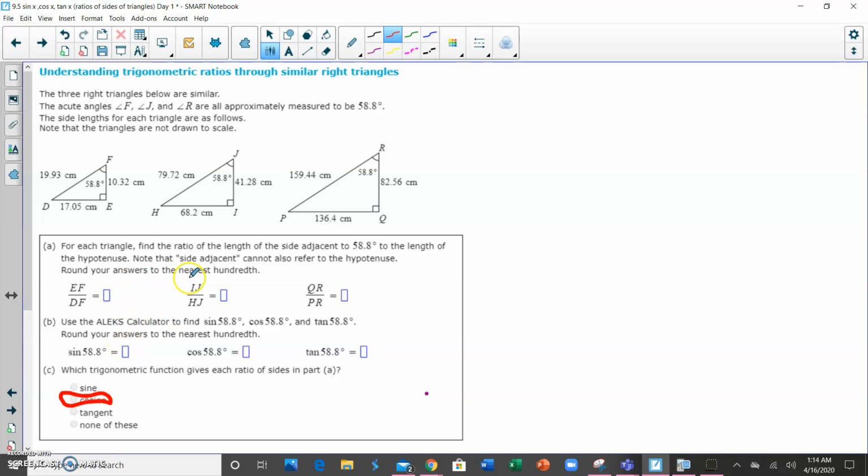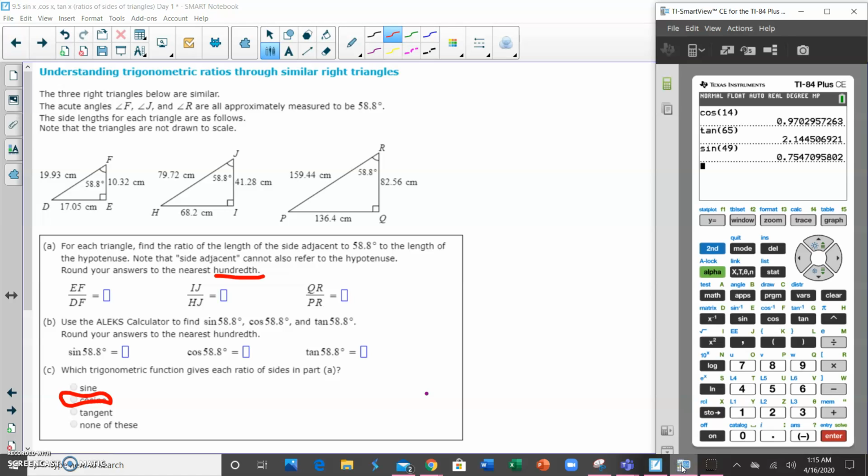Okay, then once you finish this, you're going to change this to the nearest hundredth, and you should see that all of those should be the exact same because they're all ratios of a similar triangle. And then here you just put those into your calculator. So you get out your calculator and put those in, and then that's it. That's how you do that problem.